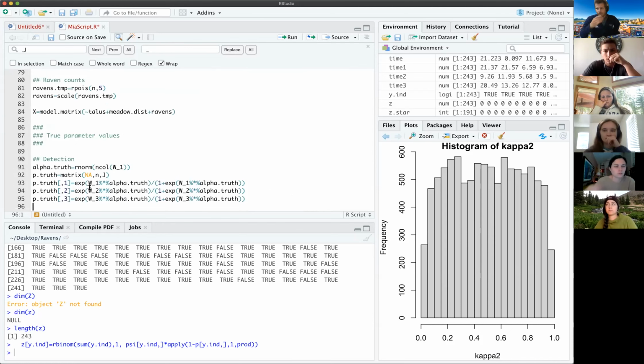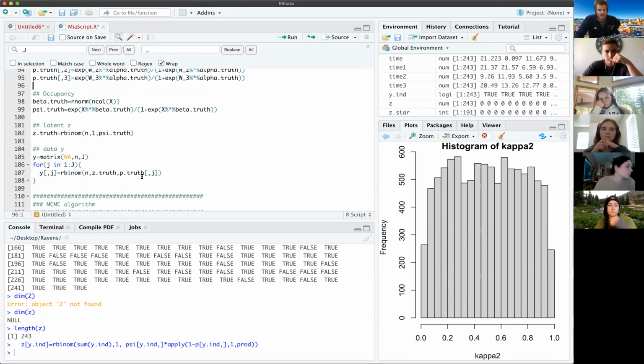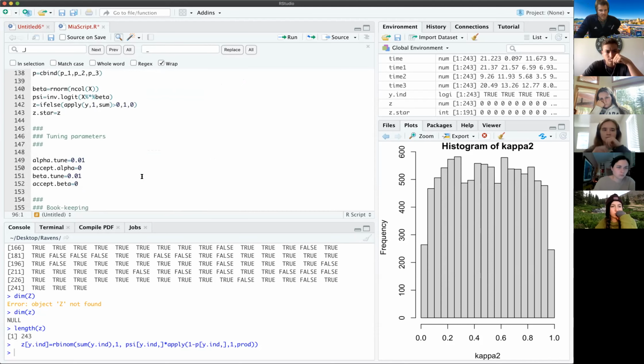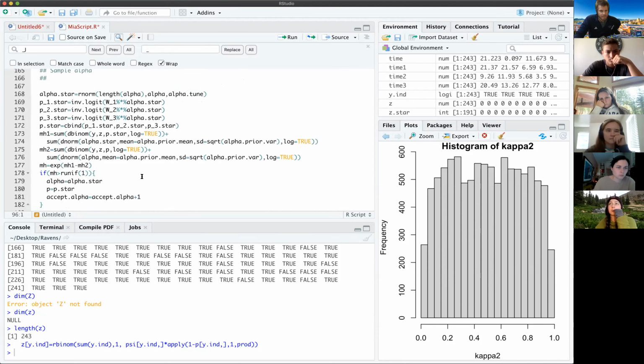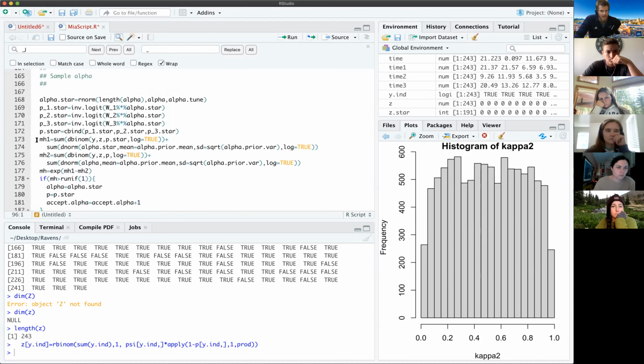So do we not need the starting value for Z anymore either? We need the starting values for Z because when we first sample our alphas, we need something here. If we don't have a starting value for Z, this won't work. But just for that first iteration.